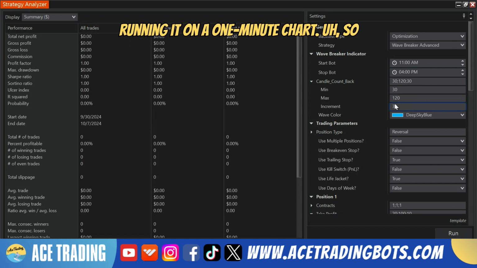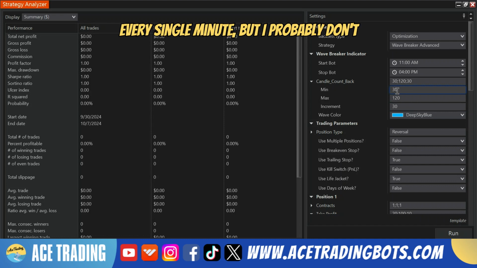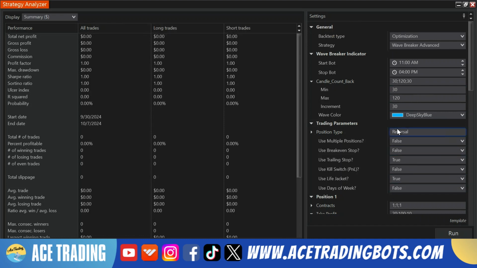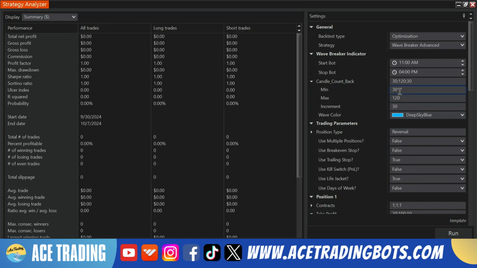I'm running it on a 1 minute chart. So it's just going to go in 30. I could run every single minute, but I probably don't need to. It's just going to make my optimization too full on. I want to, I guess, limit the number of iterations that I need to do. Okay, but I still want to get the right amount of information. So I'm going to go 30-minute increments for the 2 hours.